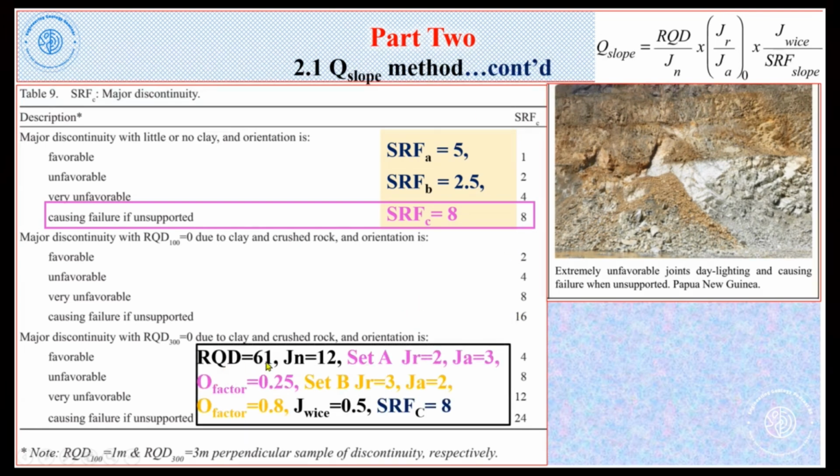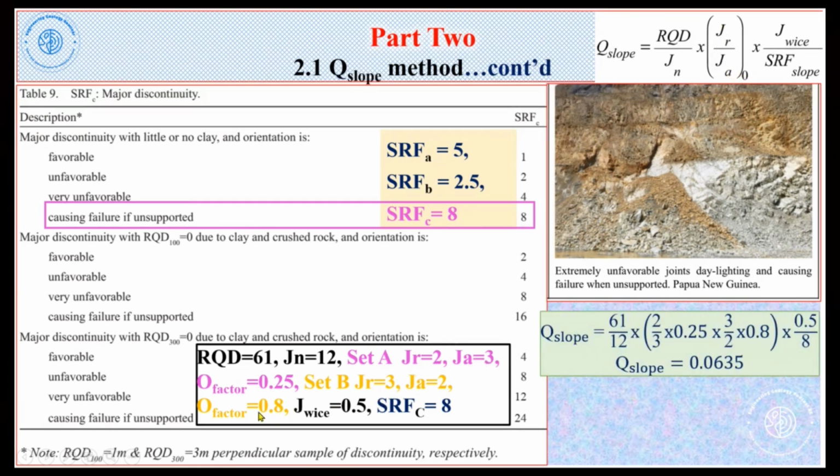Okay, this is RQD inserted here, this is the JN rating here, and joint sets A. For joint set A, we will calculate JR over JA times O factor of A, and for joint set B also do the same, and we will multiply it like this. So this is the calculation. Q slope is equal to 61 over 12.